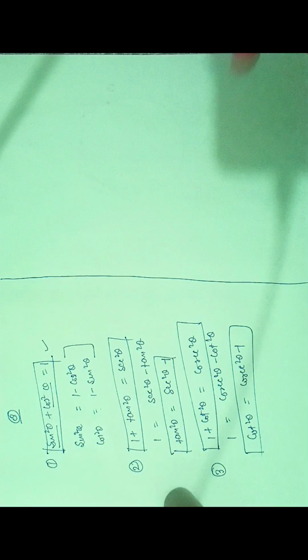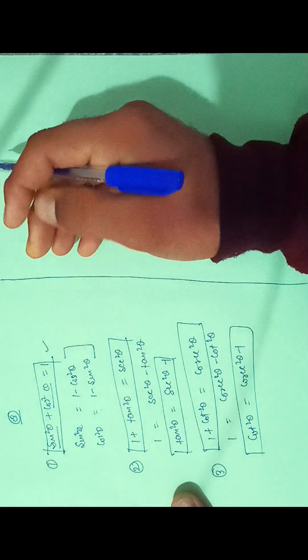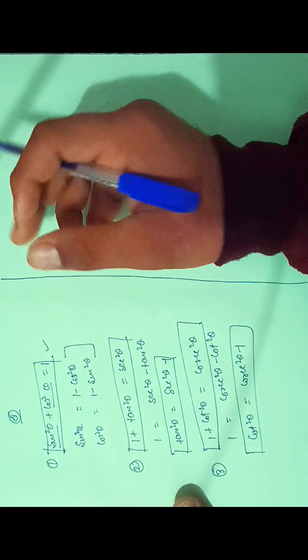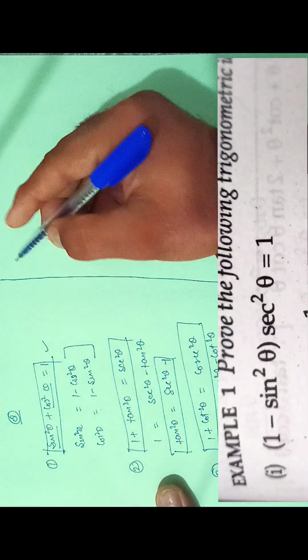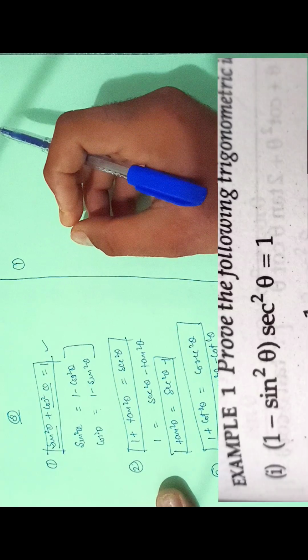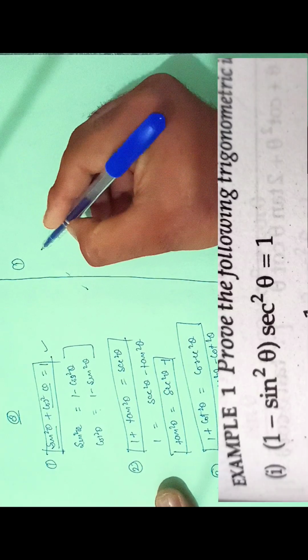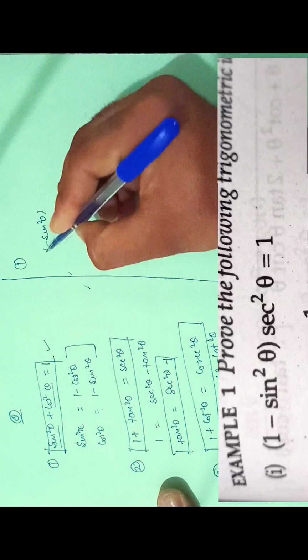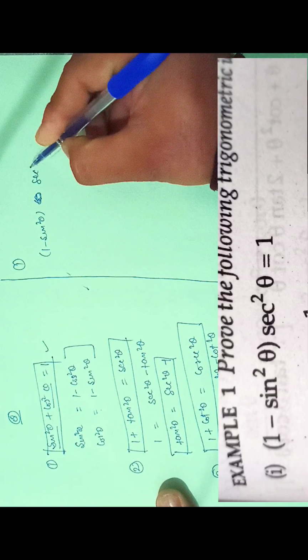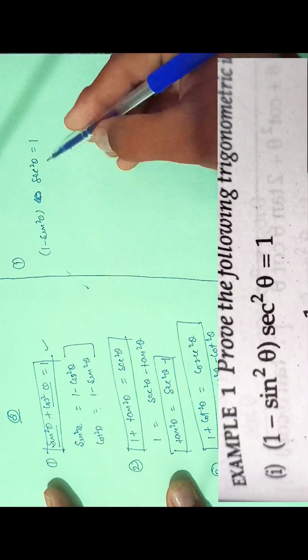So let's start from the very first question. You have to prove it. We will solve some 50 to 60 examples, so that it will build a basic understanding of how to solve these examples. The very first example, which you can also see on the screen, is 1 minus sin square theta multiplied by sec square theta equal to 1. So you have to prove this one.